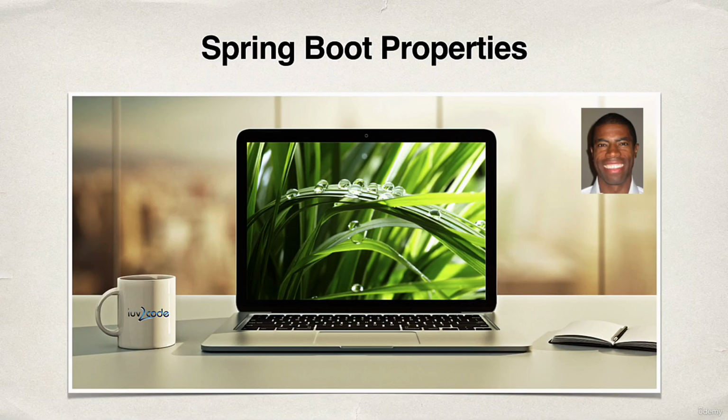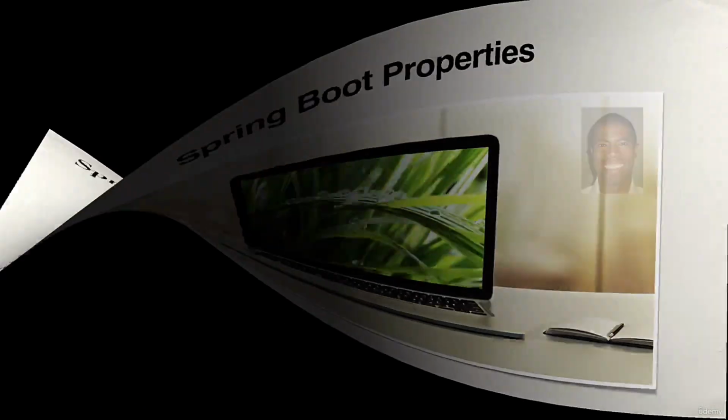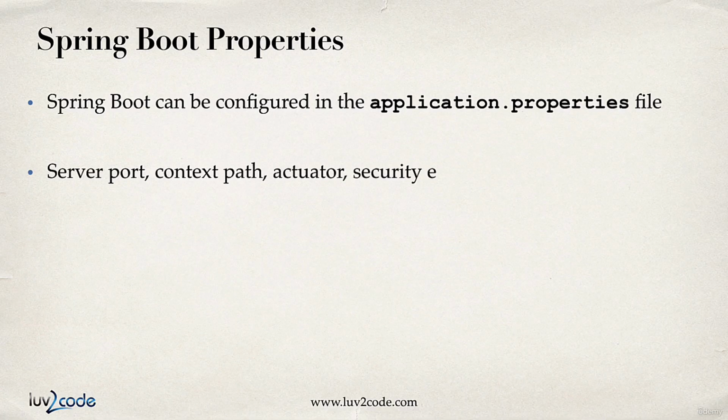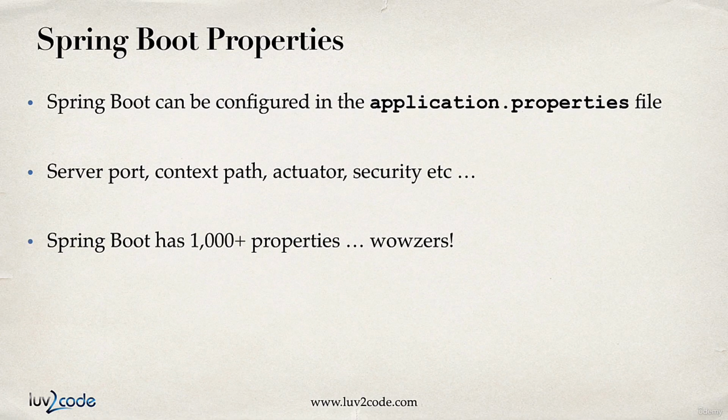In this video, we'll cover Spring Boot properties. Spring Boot can be configured in the application.properties file. Some of the properties you can set are the server port, the context path, actuator endpoints, security settings, and so on. In fact, Spring Boot has over 1,000 properties.